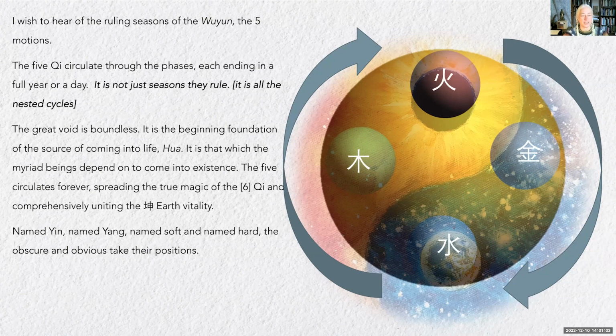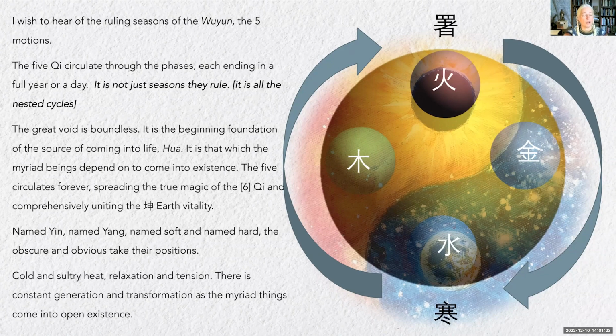Spreading the true magic of the six chi, named yin, named yang, named soft, named hard. The obscure and the obvious take their positions. In other words, the invisible realm and the obvious realm, they each have their place. Cold and sultry heat, relaxation and tension. There is constant generation and transformation as the myriad things come into existence.